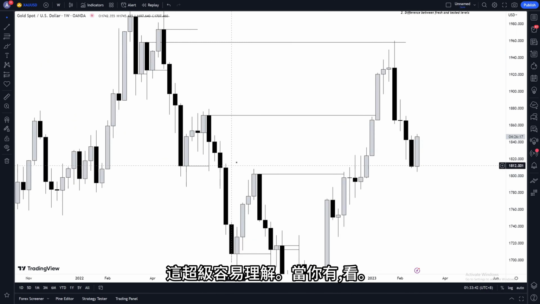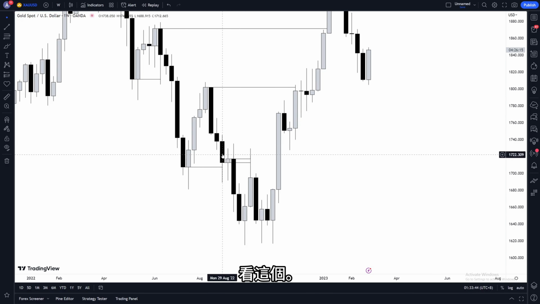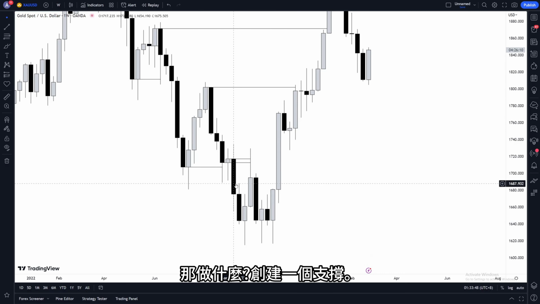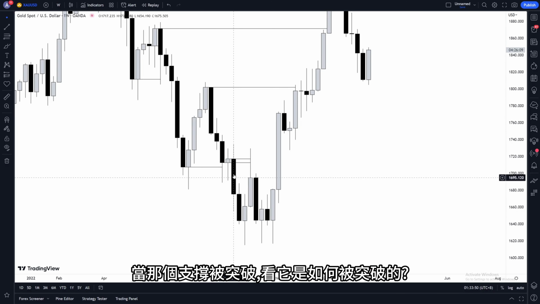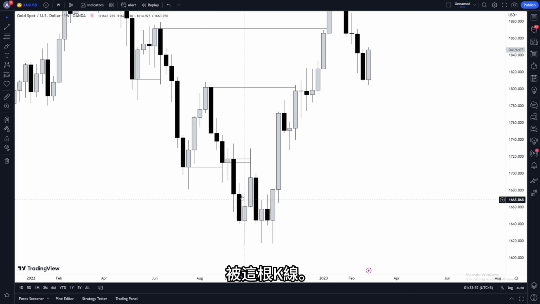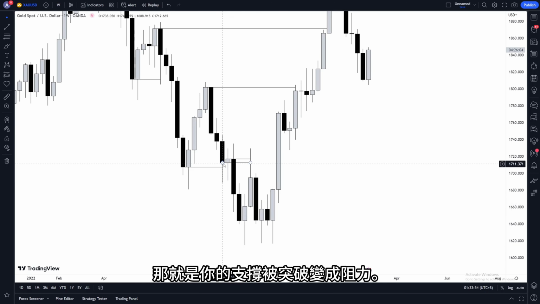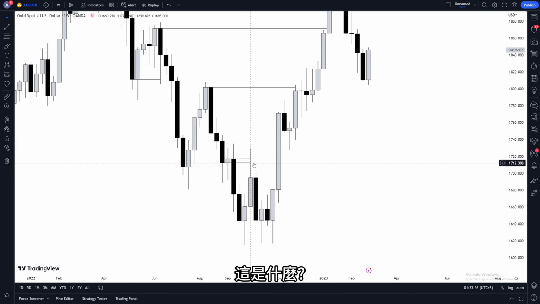When you have, look at this. Sell, buy. What does that do? Creates a support. When that support breaks, see how did it break? By this candle. Broken. Then that's your support break become resistance. What is this? Buy, sell. That's just a normal resistance.